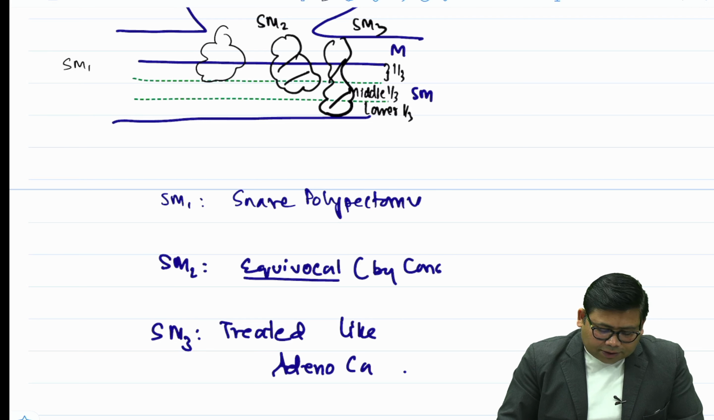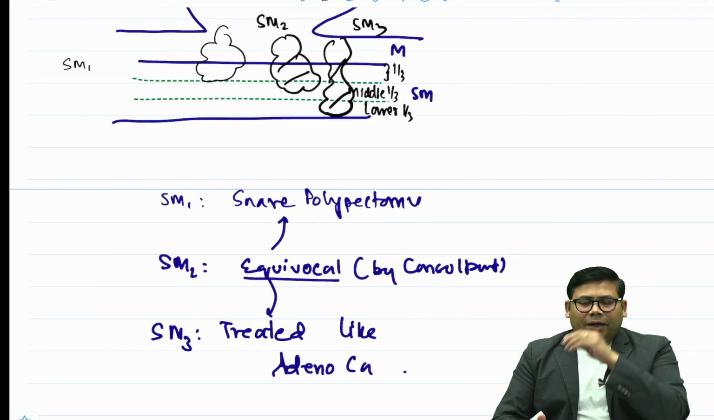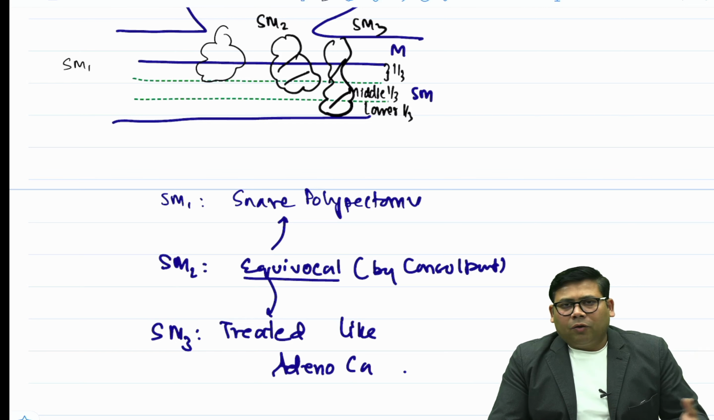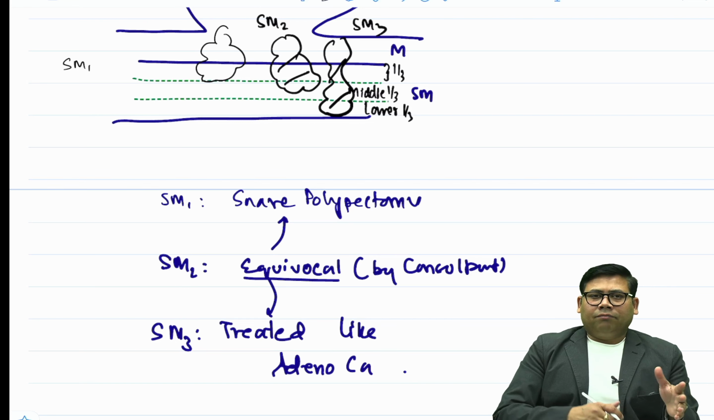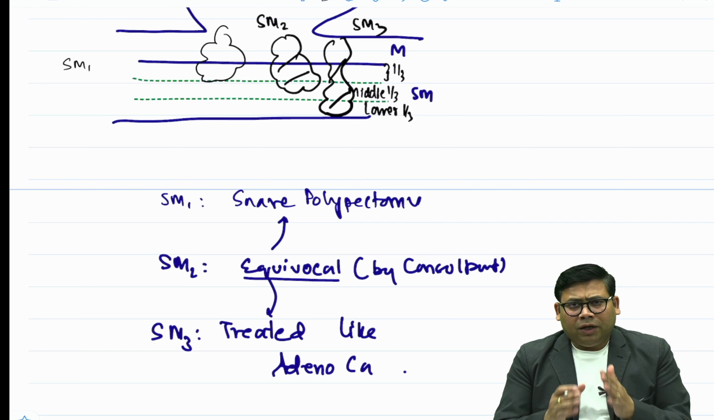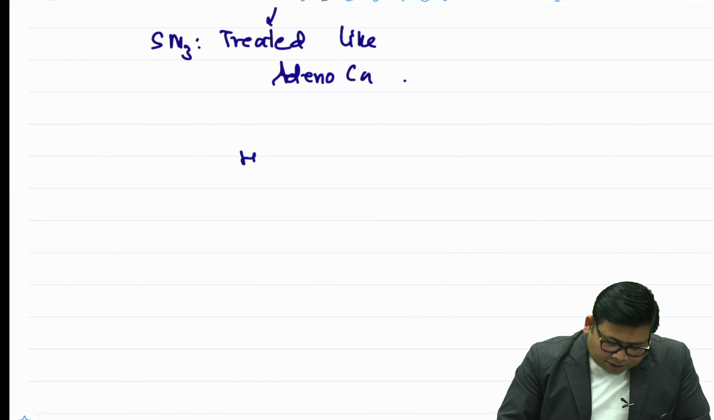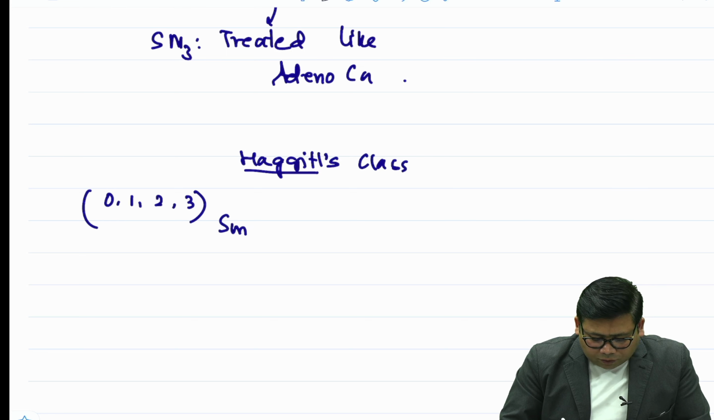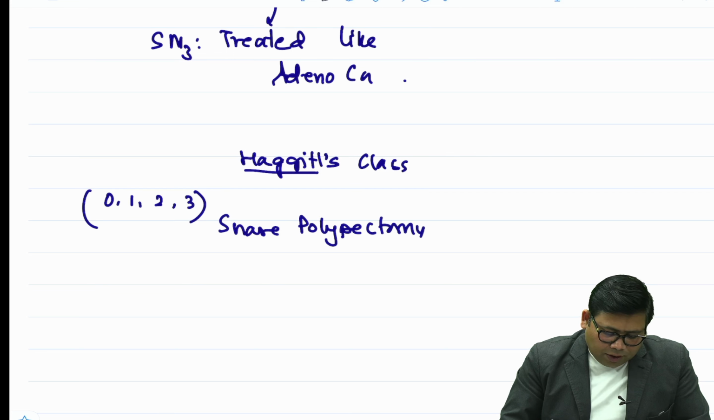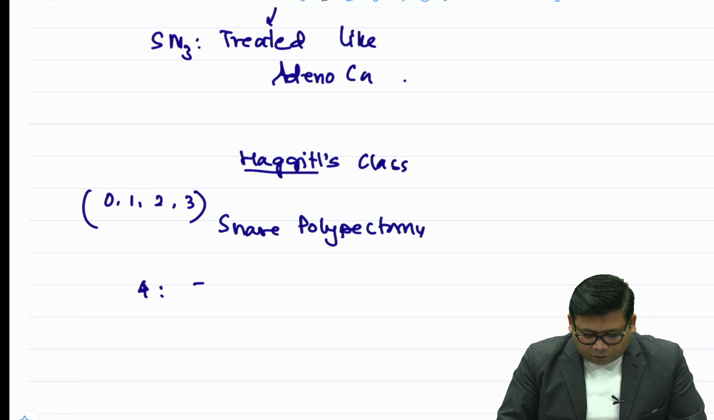The consultant sees whether we can go for snare versus treatment like segmental resections, right hemicolectomy, left hemicolectomy. There are a lot of important things like family history, the age of the patient, and whether any high risk feature is there. This is how we actually see. Now when we talk about Haggitt's, how do we interpret it? Always remember, if it is Haggitt's 0, 1, 2 or 3, you always go for snare polypectomy. If it is Haggitt's 4, then it is treated like adenocarcinoma.